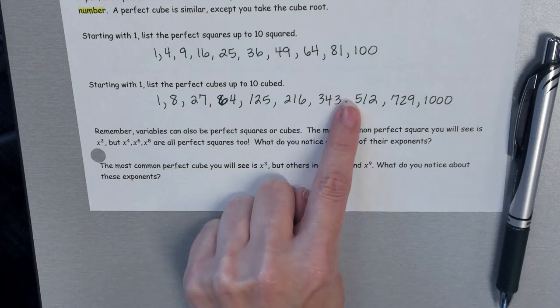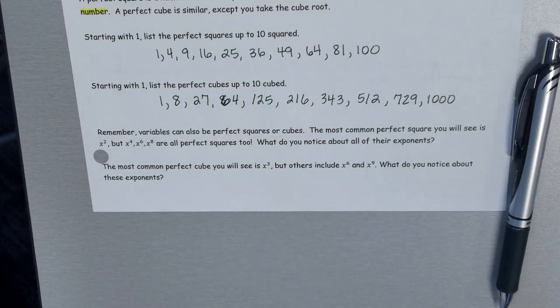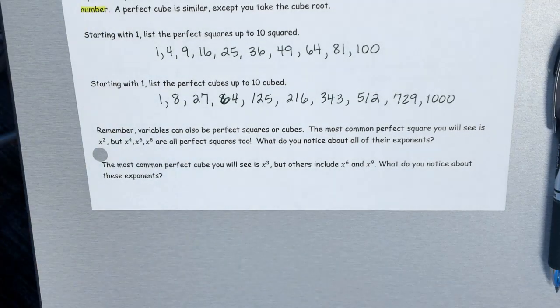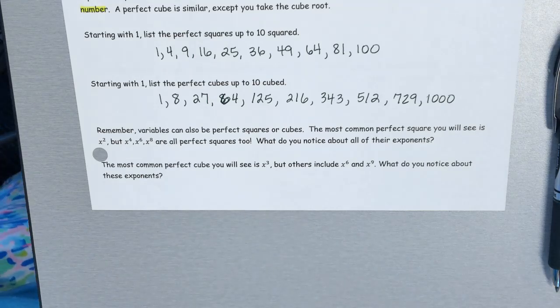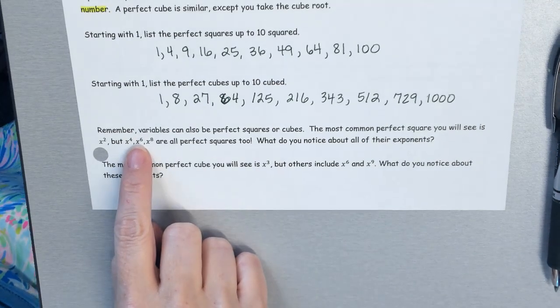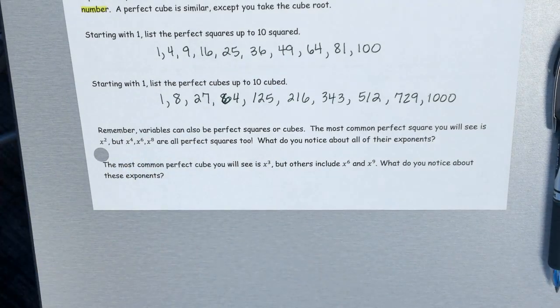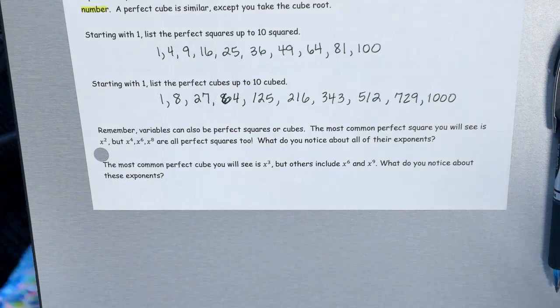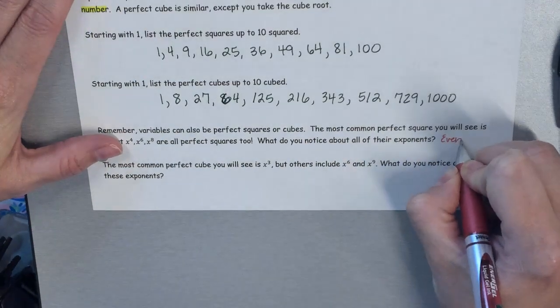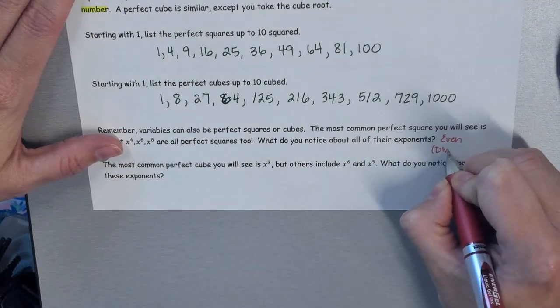What you'll be doing with some of the larger numbers is the factor tree. All right. So remember that variables are also going to be perfect squares or cubes. The most common perfect square that you're going to see is x squared, but x to the 4th, x to the 6th, x to the 8th, those are all perfect squares too. And what do you notice about all of their exponents? Yep, they're all even, divisible by 2.